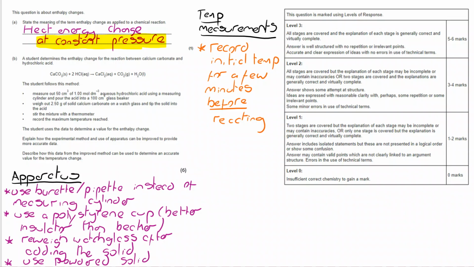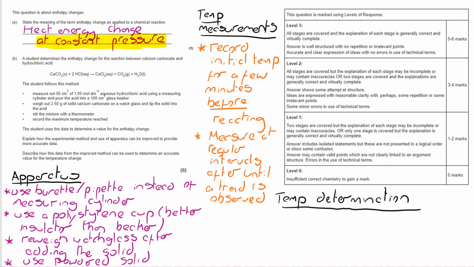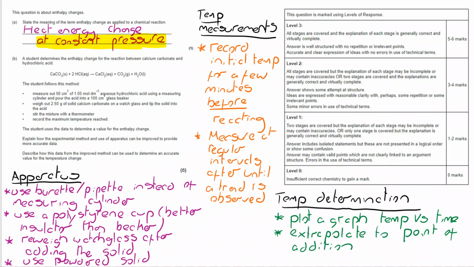So that's not happened here. We could do, and measure at regular intervals afterwards until a trend is observed. So that fits in with that same idea of the graph. Finally, temperature determination. You could then plot a graph of temperature versus time. You could extrapolate to the point of addition. And then determine delta T at the point of addition.